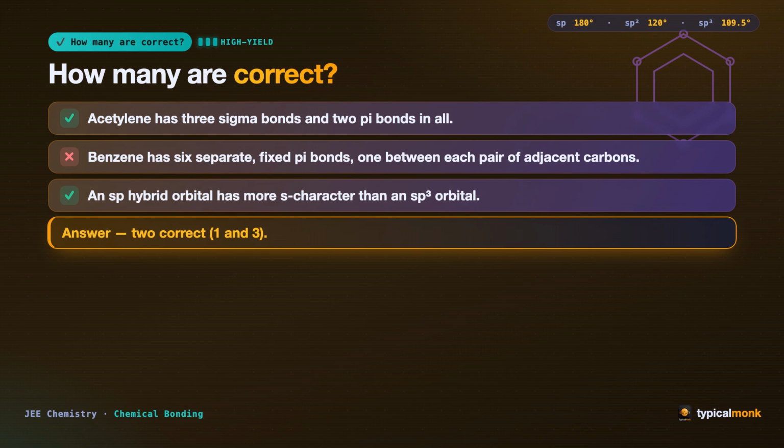But the second one falls. Benzene's pi electrons are delocalized over the whole ring, not locked into 6 separate bonds. That delocalization is exactly why every carbon-to-carbon bond in benzene is identical, with a bond order of 1.5.